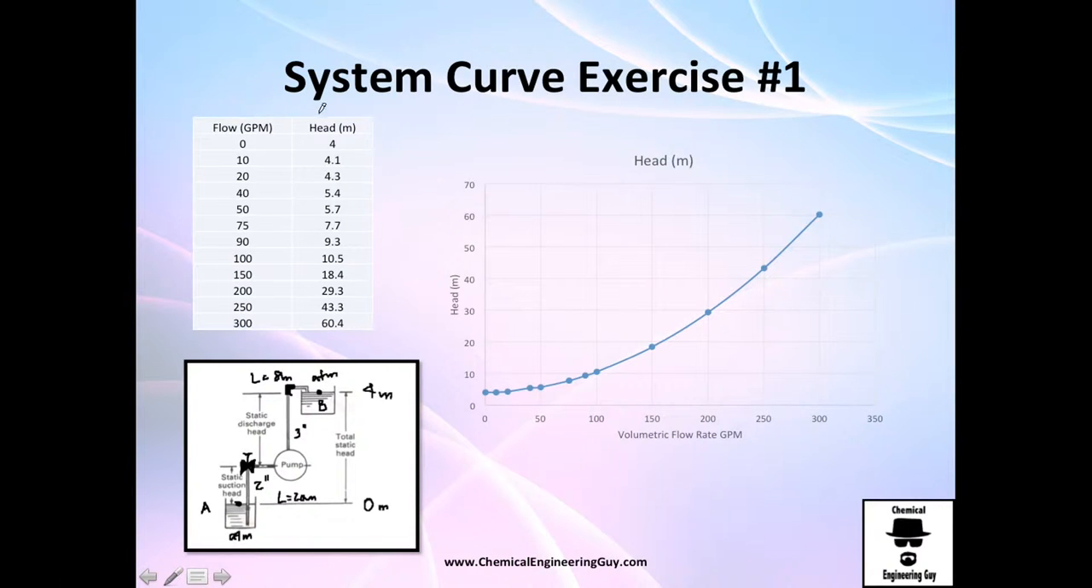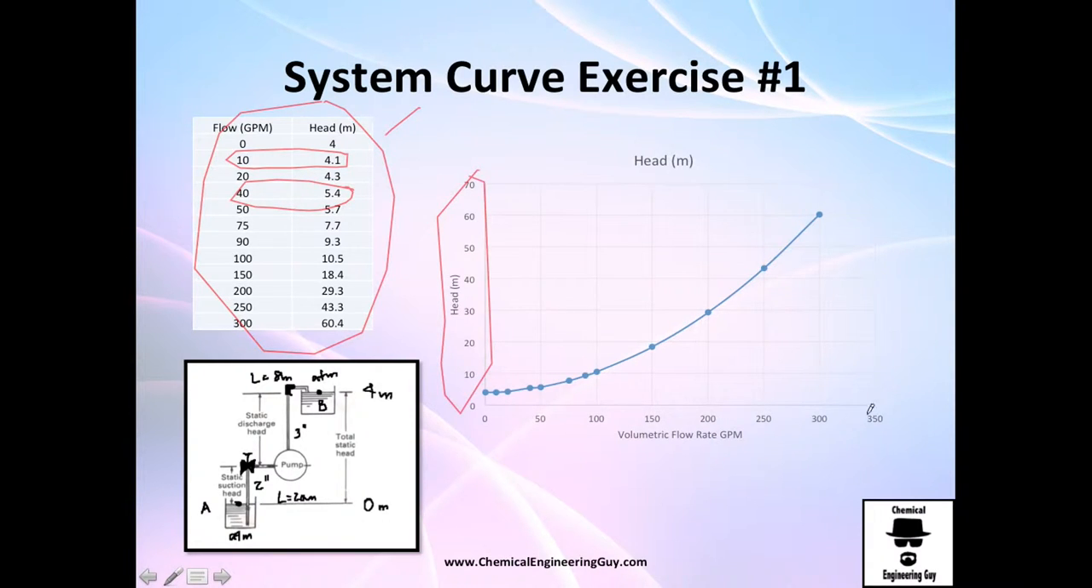So if I wanted to plot this, which is the system curve, I got the system curve in a table. Each head for each volumetric flow rate, recall. So we got the system head right here, and we got the volumetric flow rate here. And as you can see, it's like a parabola. It increases as the volumetric flow rate increases. And that's what I wanted to show you guys.